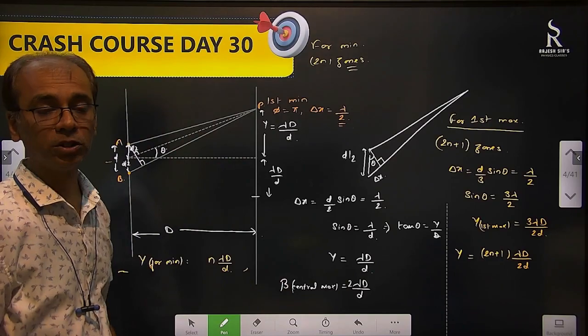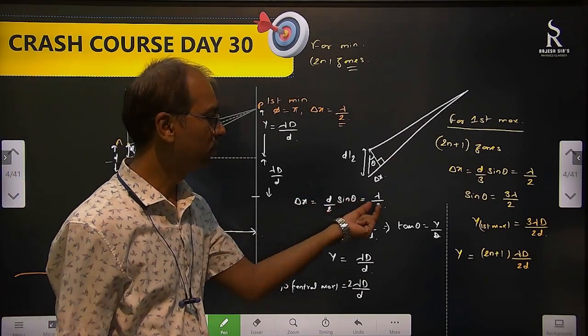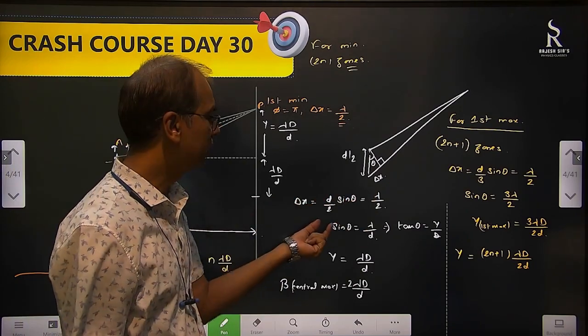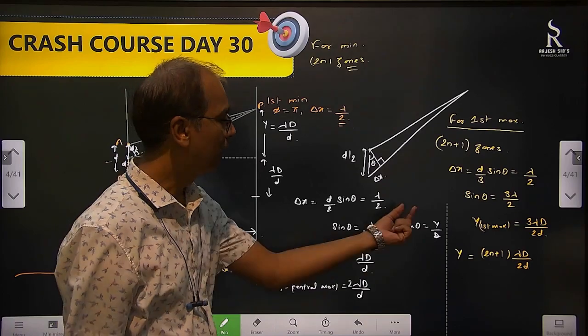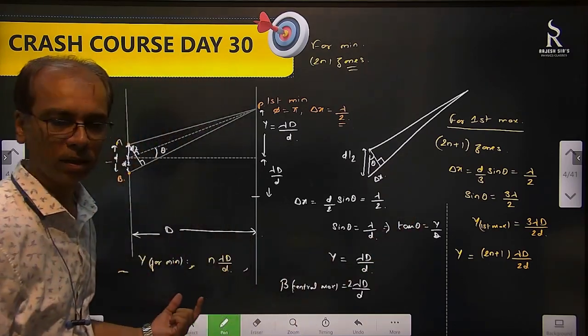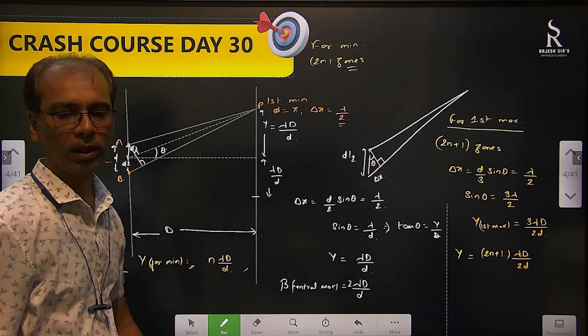In the second minima's position, we divide the zone into 4 parts. So it will become d by 4 sine theta equal to lambda by 2. So sine theta will be equal to what? 2 lambda by d. So y will be 2 lambda D by d. Same thing that we have written, n lambda D by d. So if n equal to 2, 2 lambda D by d.